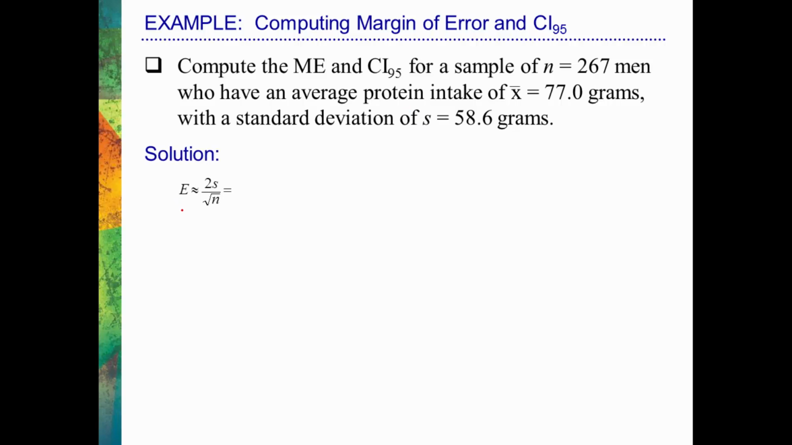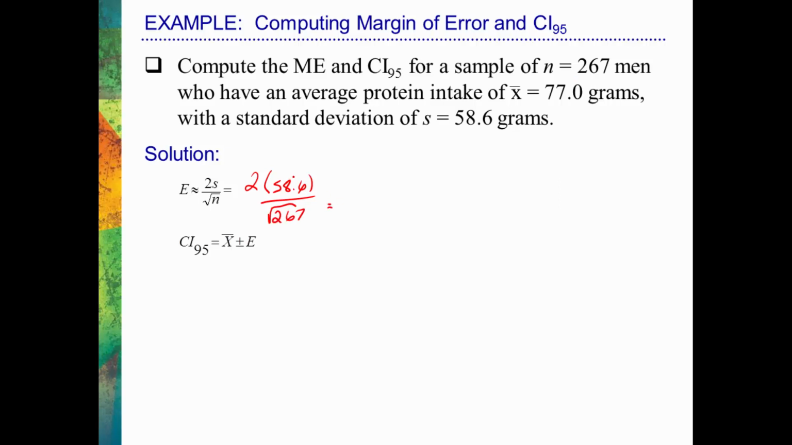First, we want to compute the margin of error. And when we're dealing with sample data, it's essentially an estimated margin of error. So our estimated margin of error is going to equal 2 times the estimated standard error. So we're not computing anything new here. Let's go ahead and work it out. So we're going to take 2 times our standard deviation, that's 58.6 grams. Then we need to divide that by the square root of our sample size. In this case, our sample size equals 267. So the square root of 267.